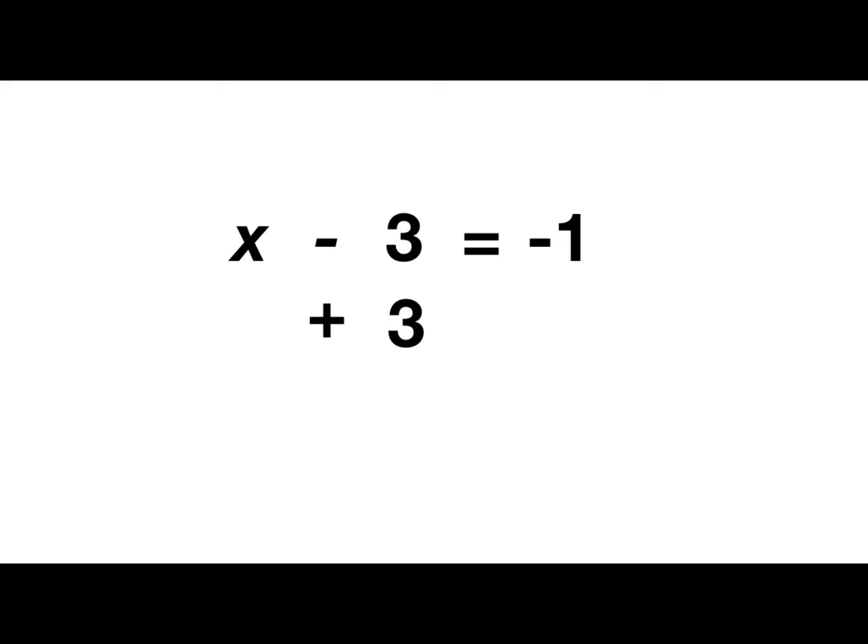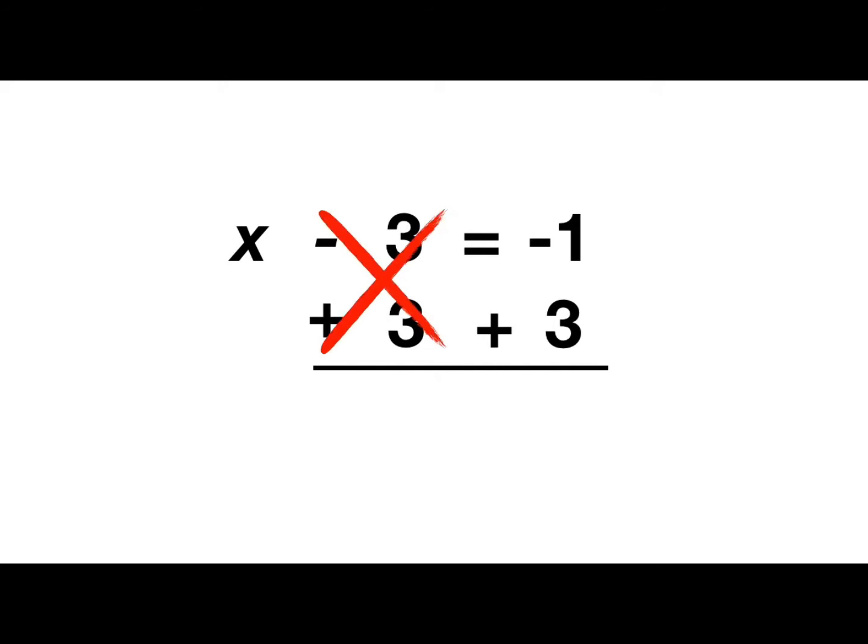Well, remember, we always do the same thing to both sides of an equation, so on the right side, we also need to add 3. Now let's solve this equation out. What do you get? Well, the minus 3 and plus 3 on the left cancel out. We're just left with an x. On the right side, we have negative 1 plus 3. That equals 2, and so in this problem, x equals 2.